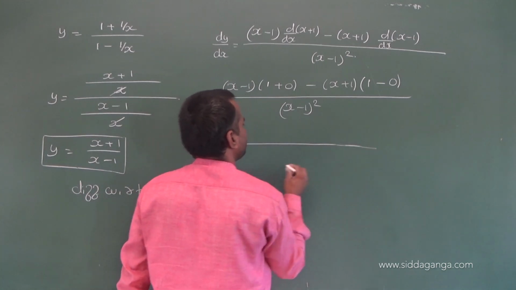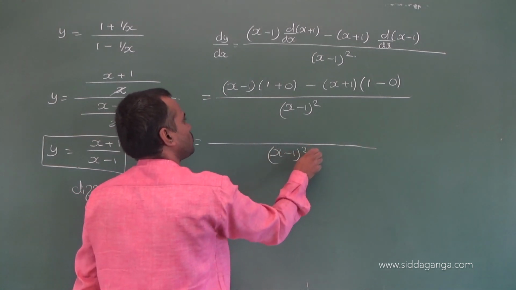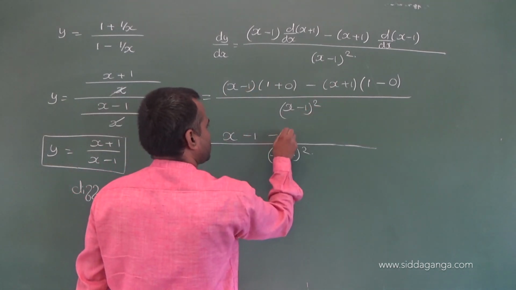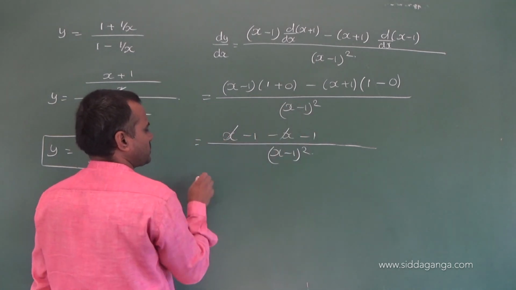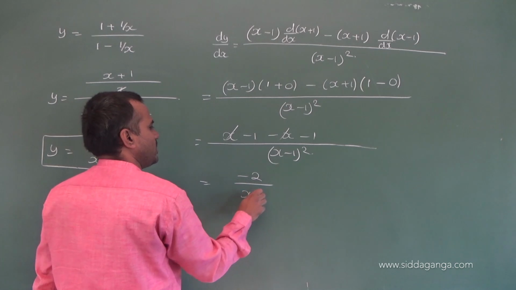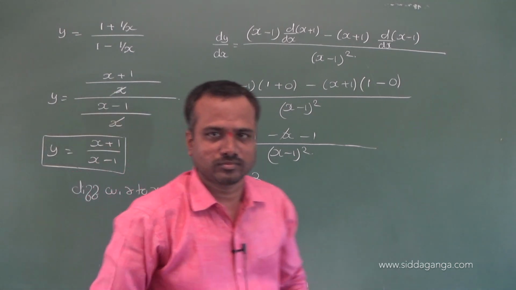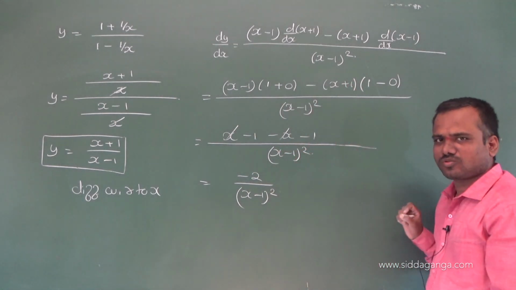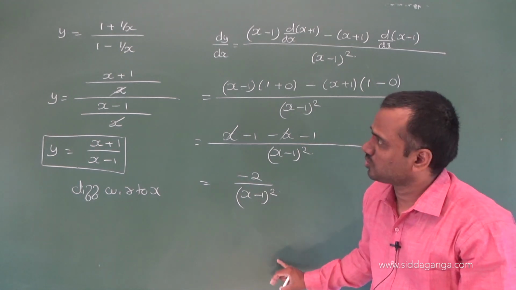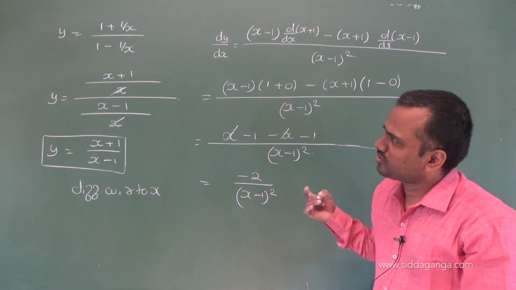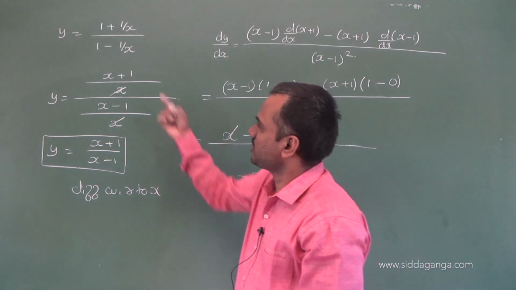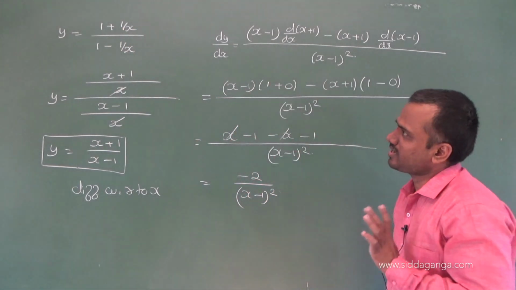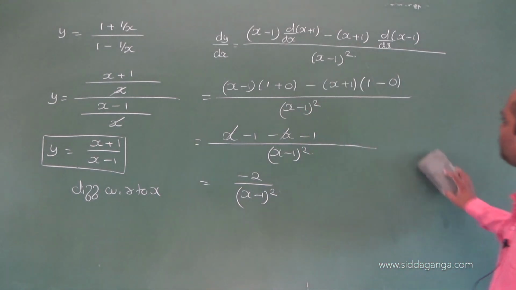So we can continue, we simplify this one. X minus 1 whole square, 1 into x, 1 into minus 1, minus x, minus 1. Plus x minus x get cancelled, minus 2 divided by x minus 1 whole square. Minus 2 divided by what? X minus 1 whole square. Okay. So if you differentiate directly, again saying derivative of 1 by x is minus 1 by x square. Next problem.